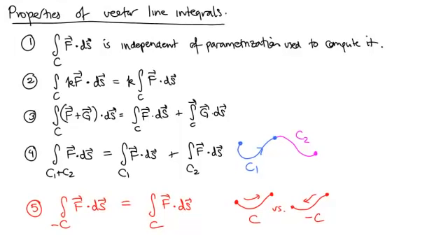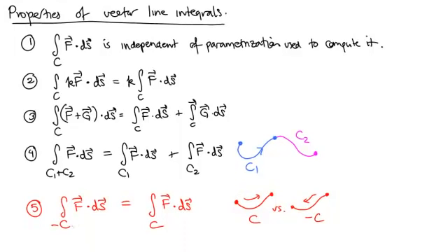We saw that for line integrals over functions, the line integral was independent of the directionality of the curve. It didn't matter whether you parameterized the curve from, say, left to right versus right to left. However, for vector line integrals, it does make a difference. These are vector-valued things, and vector-valued things have, well, direction. However, there is an easy fix.